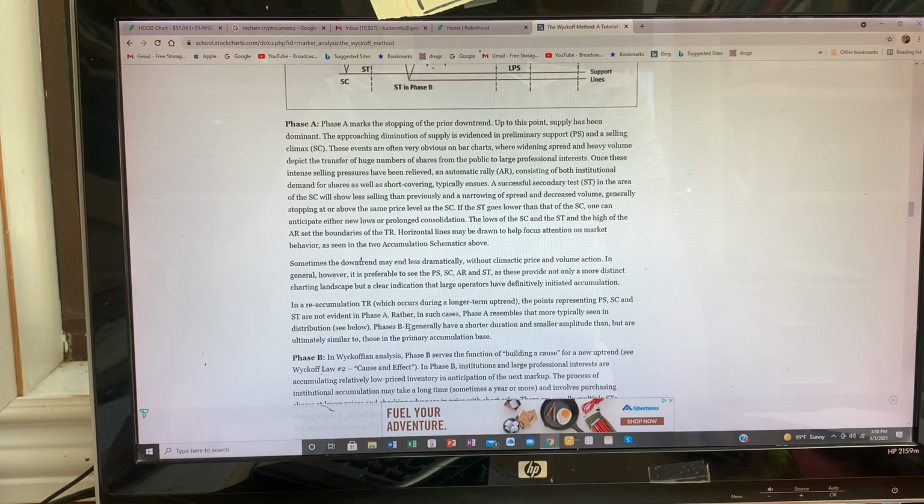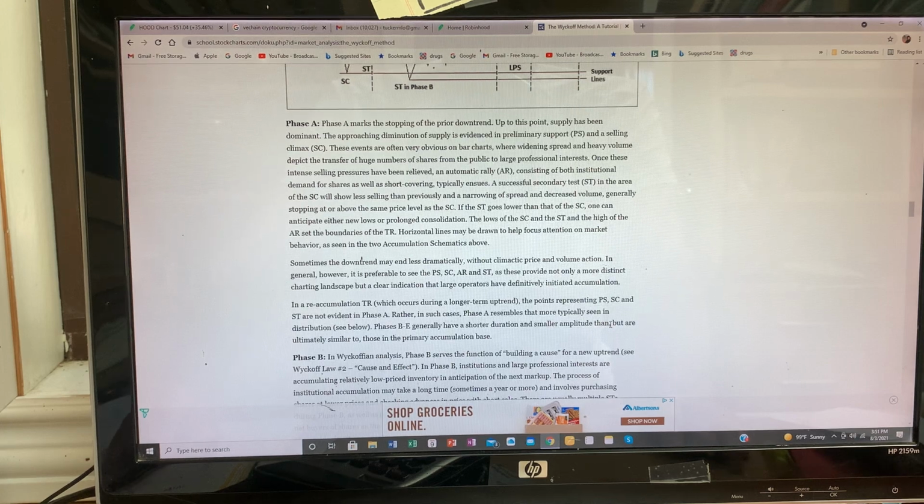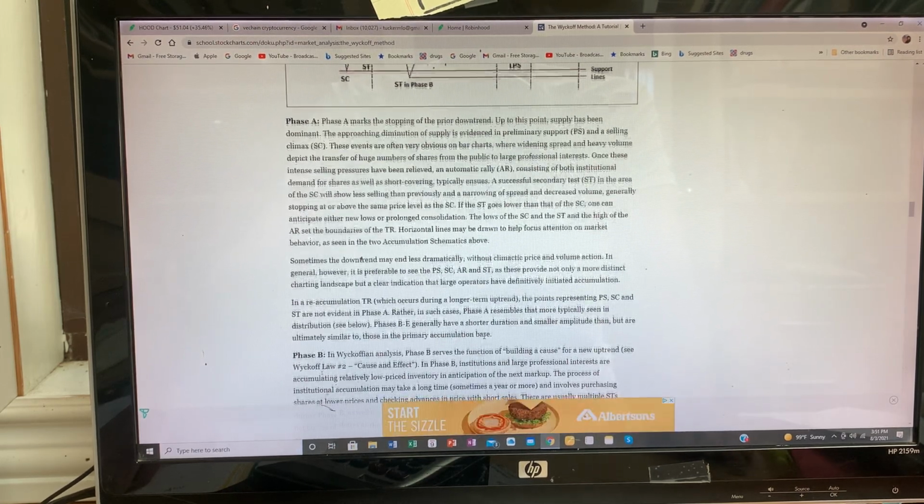Phases B through E generally have a shorter duration. This is really important too. Shorter duration and smaller amplitude than that, but are ultimately similar to those in preliminary accumulations. So I'll explain this now.